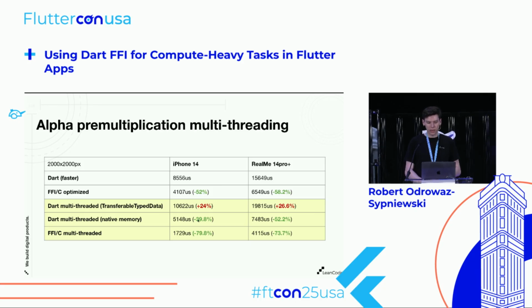So with this implementation, we are reducing time by an additional 39% on iOS and 52% on Android. And now we are comparing against the fastest possible version of the Dart, so the unoptimized version on iOS and optimized on Android. And of course, we have the C multi-threaded implementation, which reduces the time by 80% on iOS. So finally, we got to this 5 times performance boost we wanted, and 73%, so a bit less, on Android.